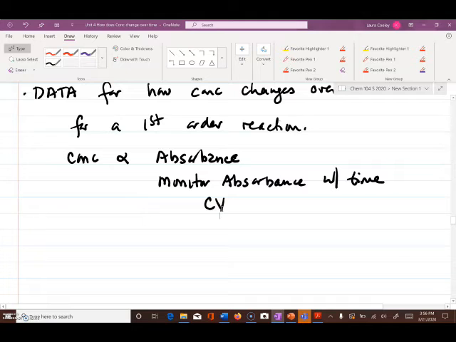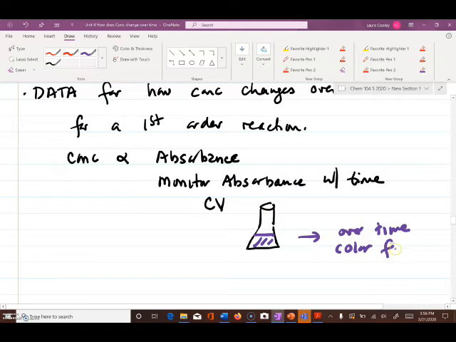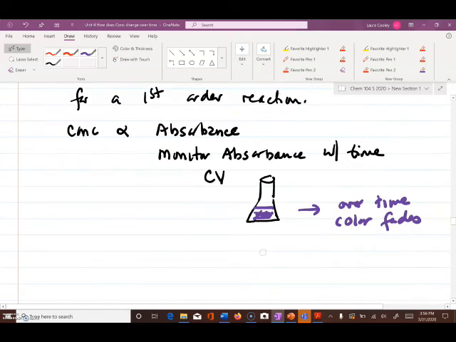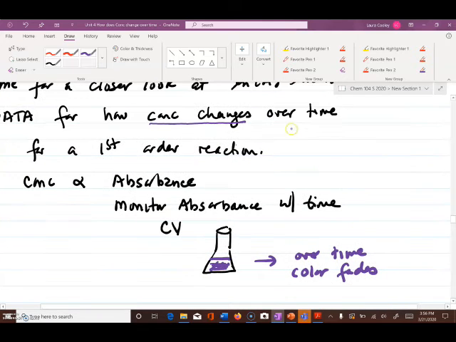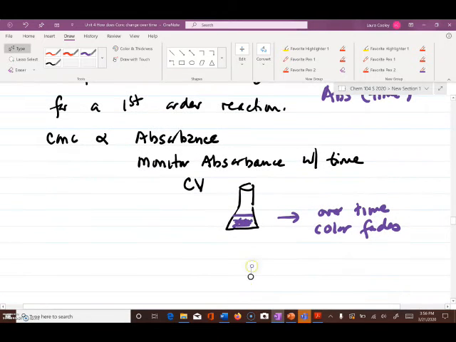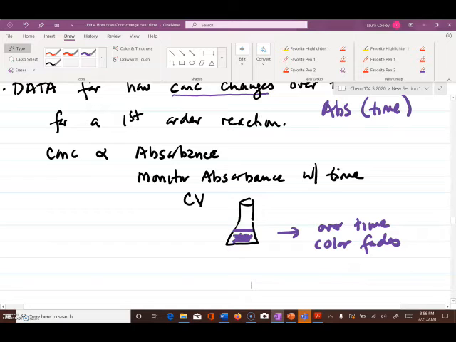If I took a sample of that crystal violet as that purple color was fading, over time the color fades. And as the color fades, the chemical that's doing the absorbing is actually decreasing in concentration. And so it would absorb less and less as it had a smaller and smaller concentration. So one way I could get data for how concentration changes over time is to look at how absorbance changes over time. And if the reaction was first order, it would have to obey this equation.